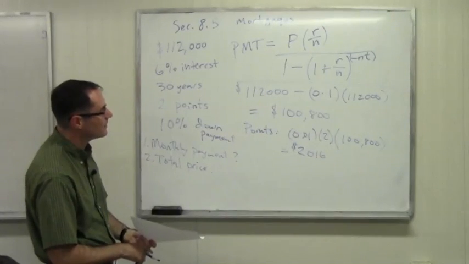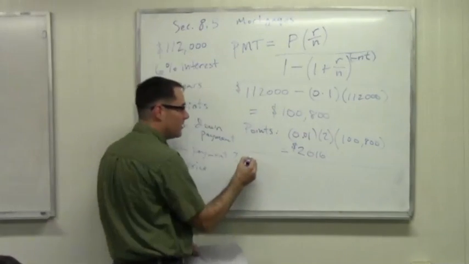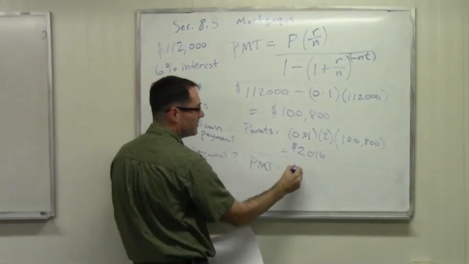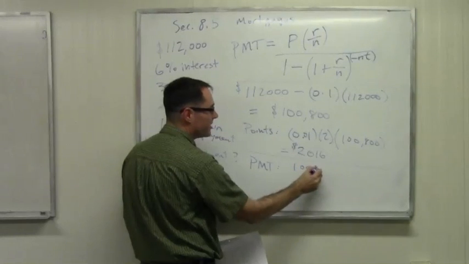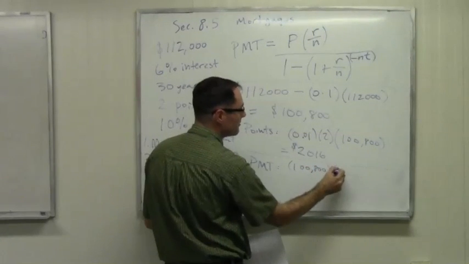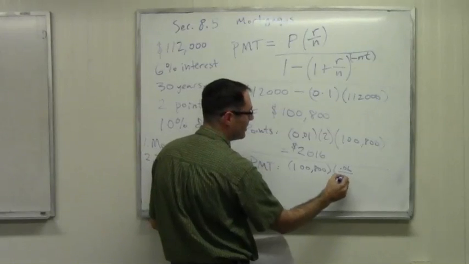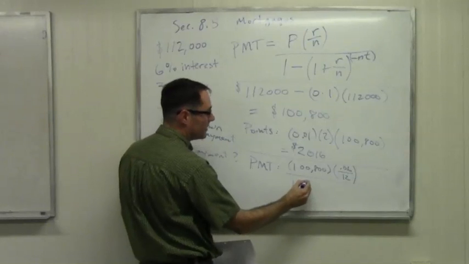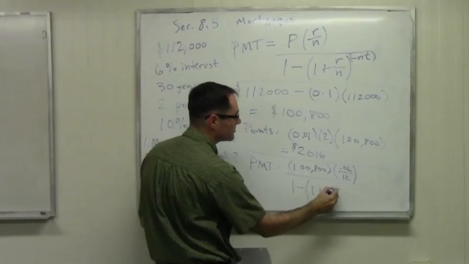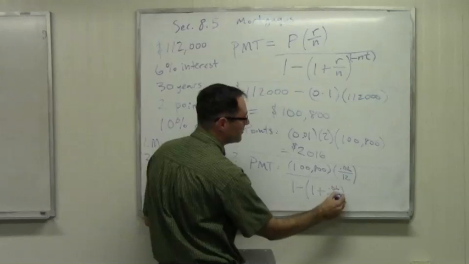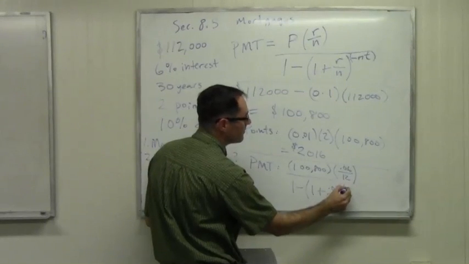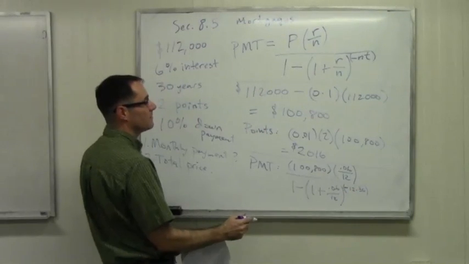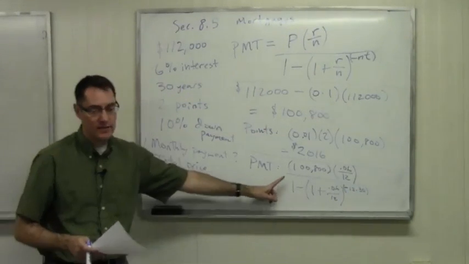Let me do this. I'll sneak it in down here. Your payment is the exact same thing that we did with the car loans. The principal, in this case, is $100,800 times 0.06 divided by 12, because you're doing monthly payments, divided by 1 minus parentheses 1 plus 0.06 divided by 12 raised to the negative 12 times 30 years. That's a long time. Now you got to do this number to figure out your payment.